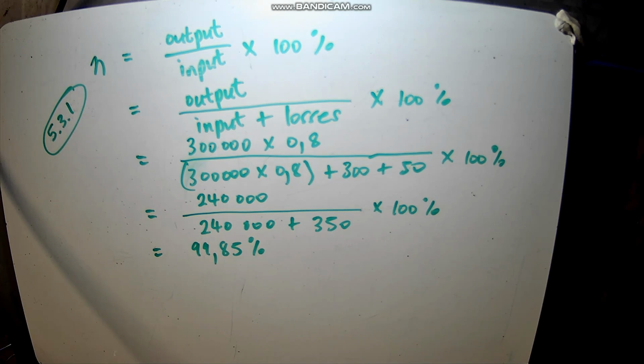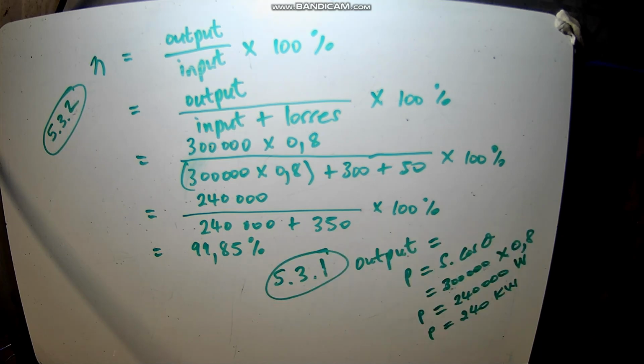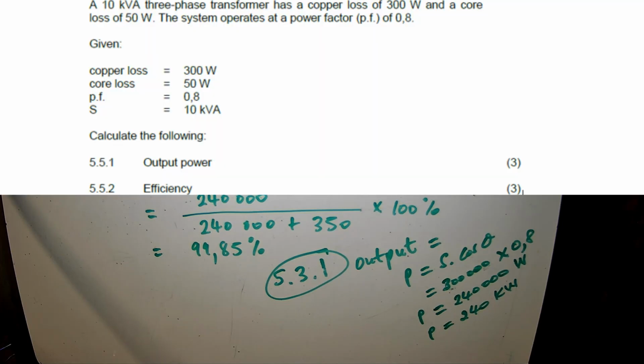So the output power in 531, the answer is 240,000. This is actually 532 being answered here. So 531, your answer is 240,000. That is the output power. Alright, and so 531, that is the answer there. So the output is equal to power equals S cos theta, 300,000 times 0.8, which is the power factor. And there we get an answer in kilowatts. Okay, so that's how you calculate efficiency.